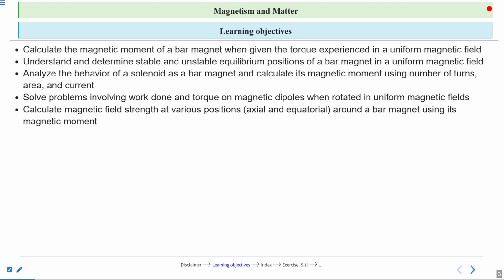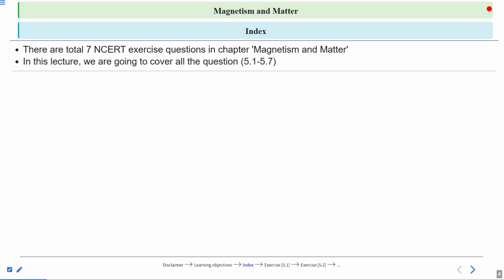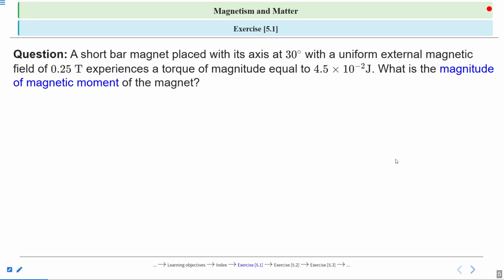You will be able to calculate magnetic field strength at various positions, axial or equatorial lines, around a bar magnet using its magnetic moment. So the topic that we are going to discuss today is the NCERT exercise. There are a total of 7 NCERT exercise questions in the chapter magnetism and matter. And in this lecture, we are going to cover all the questions 5.1 to 5.7. So let's begin with the first NCERT exercise 5.1.